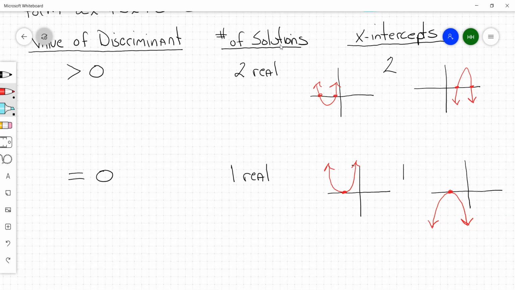If your discriminant is greater than 0, you're going to have two real solutions. And your graph will touch the x-axis in two places.